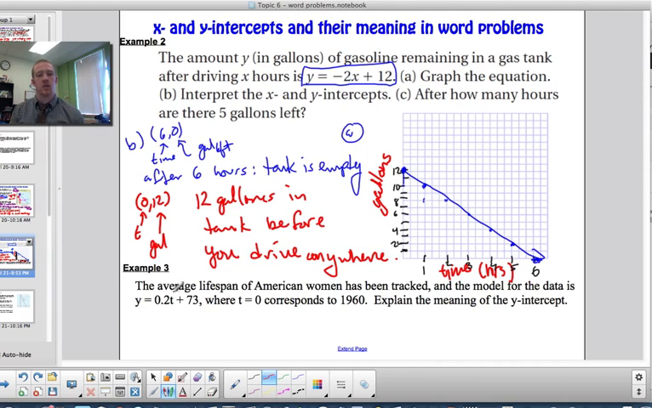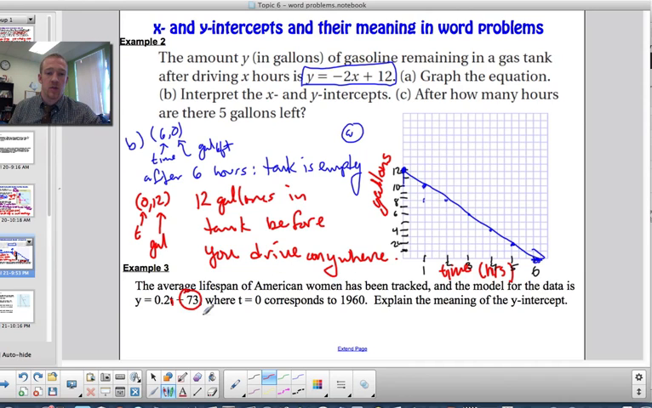Alright, so last example here. The average lifespan of an American woman has been tracked, and the model for the data is this equation, y equals 0.2t plus 73. Where t equals 0, if we plugged in a 0 here, our y-intercept would be 73. t equals 0 corresponds to the year 1960. So any other number for t would just be how many years after 1960.